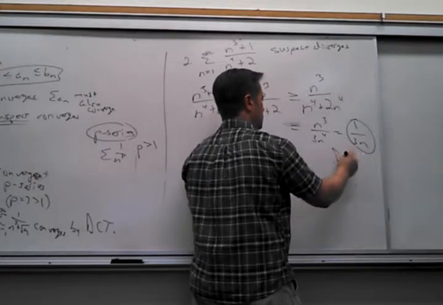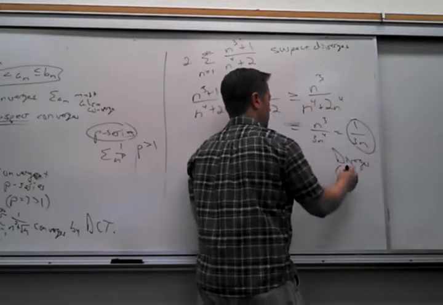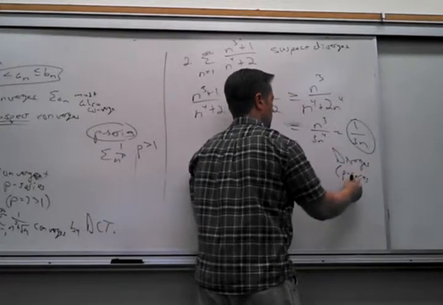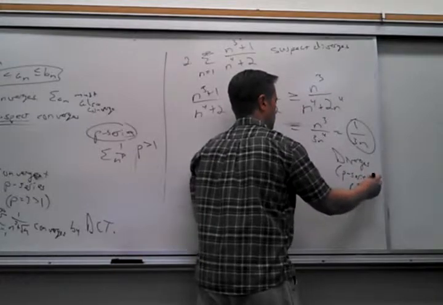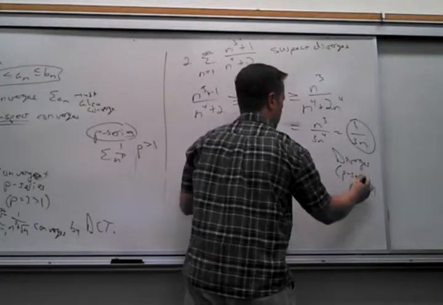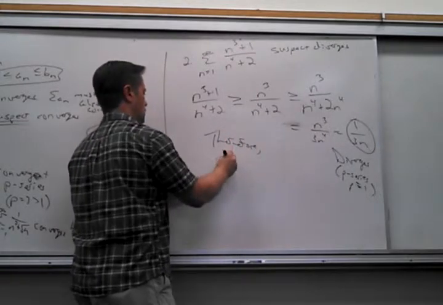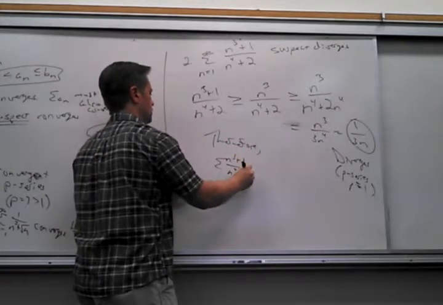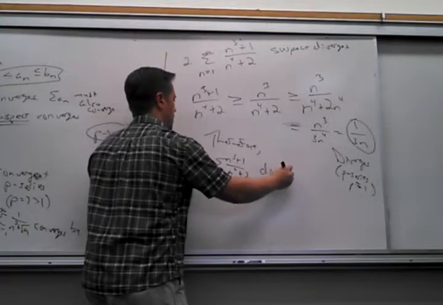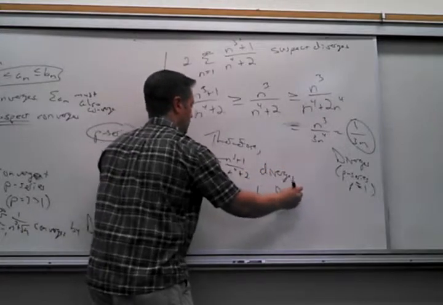So that diverges. You could say p-series, p equal to 1. That's an equal sign. Therefore, the sum of n cubed plus 1 over n to the fourth plus 2 diverges by direct comparison.